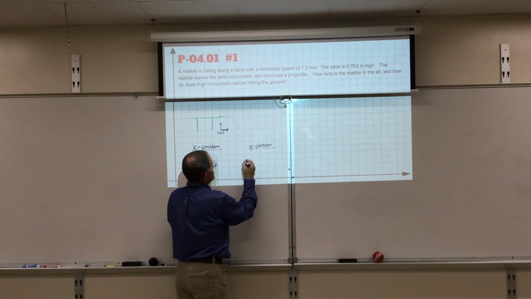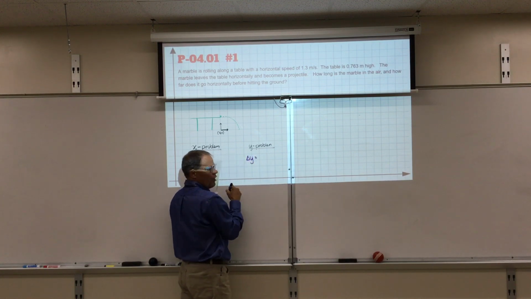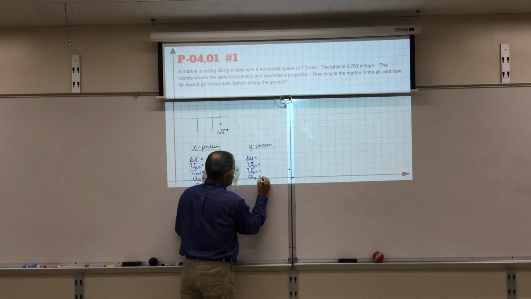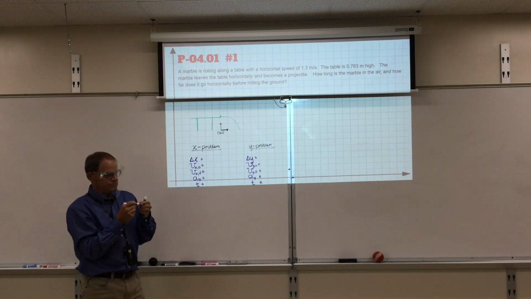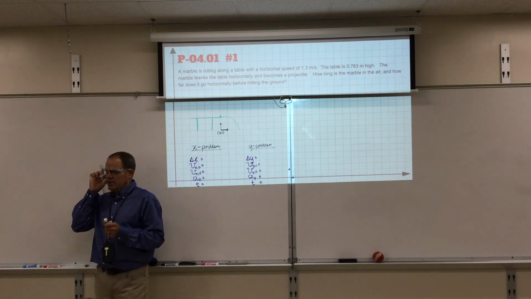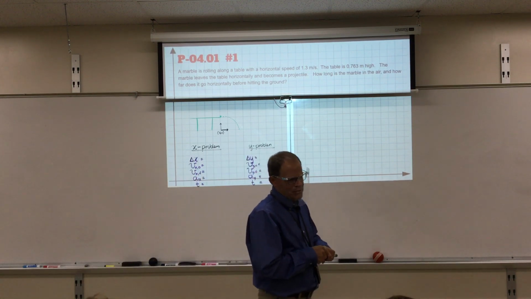The y problem is going to have the same set of variables, but for the vertical problem. We'll call that delta y. We'll have the velocity in the y direction initial, velocity in the y direction final, the acceleration in the y direction, and the time. And I realize it's a little tedious to write out 2 variable lists, but you'll live.